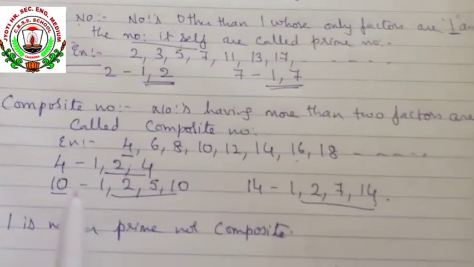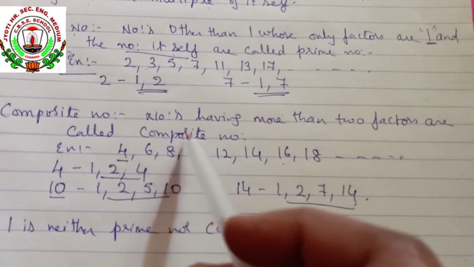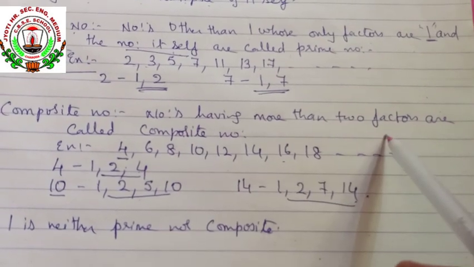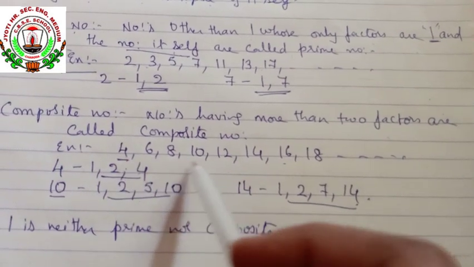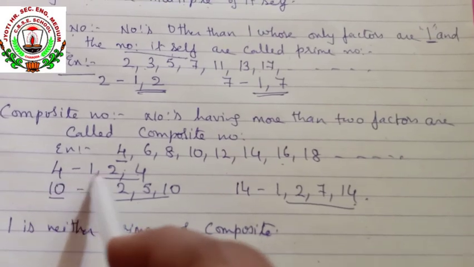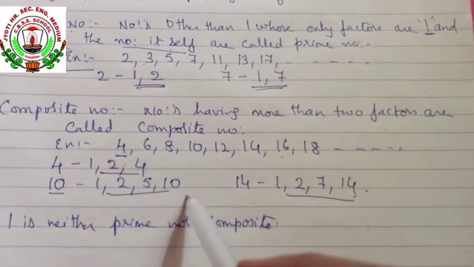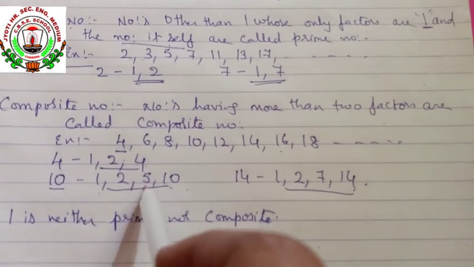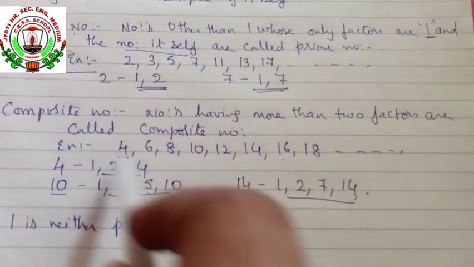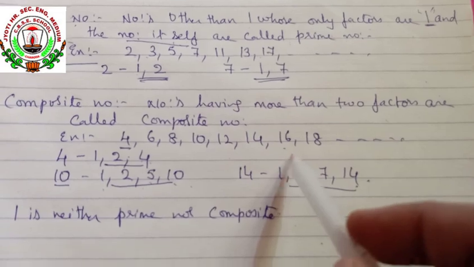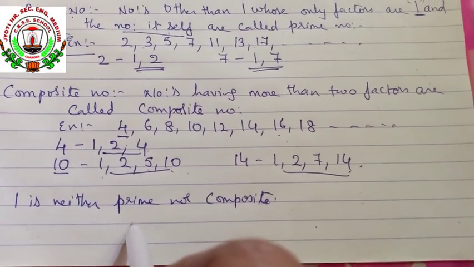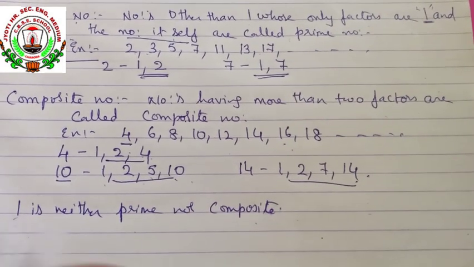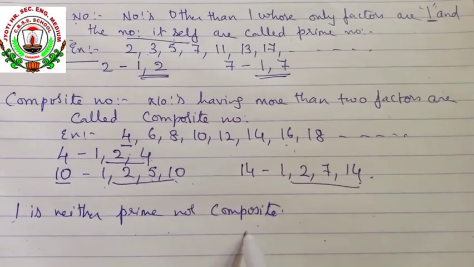Next one is composite numbers. Numbers having more than 2 factors, like 4, 6, 8, 10. See, 4: 1, 2, 4. 10: 1, 2, 5, 10. The number itself is also there, 1 is also there, and two more factors we have here. So these types of numbers are composite numbers, and 1 is neither prime nor composite. Next one is co-prime numbers.